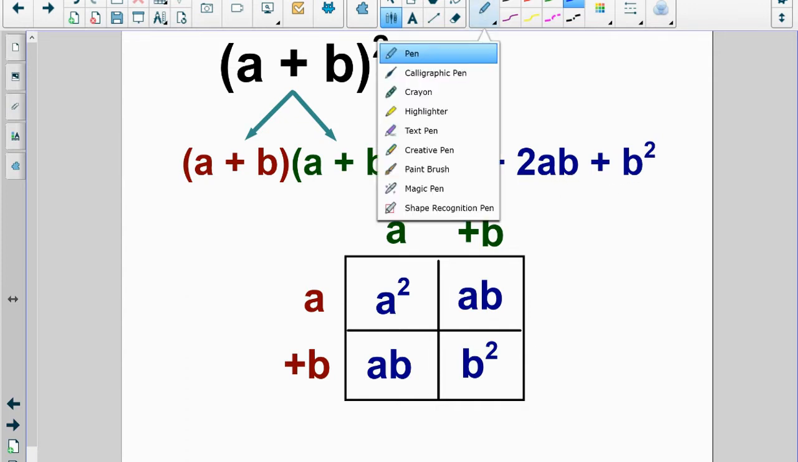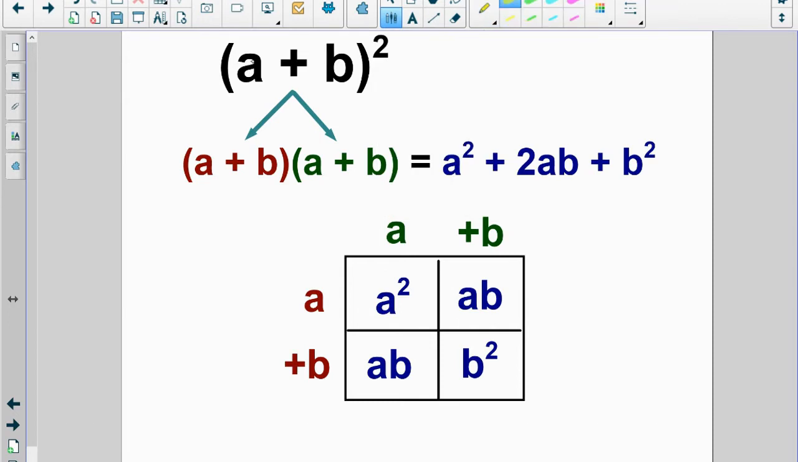Now you have to watch out, because a lot of students will look at this and say, oh, I see. It's just a times itself, which is a squared. And then it's b times itself, which is b squared. But when students do that, they often forget that there's that 2ab that goes in the middle. There's that third term, the like terms part of our perfect square trinomial. So we have to keep in mind that a plus b squared is not the same as just a squared plus b squared. There needs to be that third component that gives you the like terms, and the area model gives us a better visual for that.